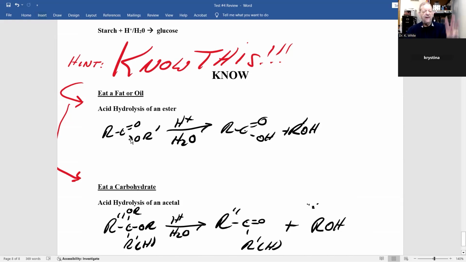And for test number 3, you learned ester, acid, and water give back the carboxylic acid and the alcohol you would have used to make that ester. So when you eat a fat or oil, you should know how to describe with words and a general reaction what happens in your stomach. With words, that's acid hydrolysis of an ester. With a general reaction, ester, acid, and water give a carboxylic acid plus an alcohol.